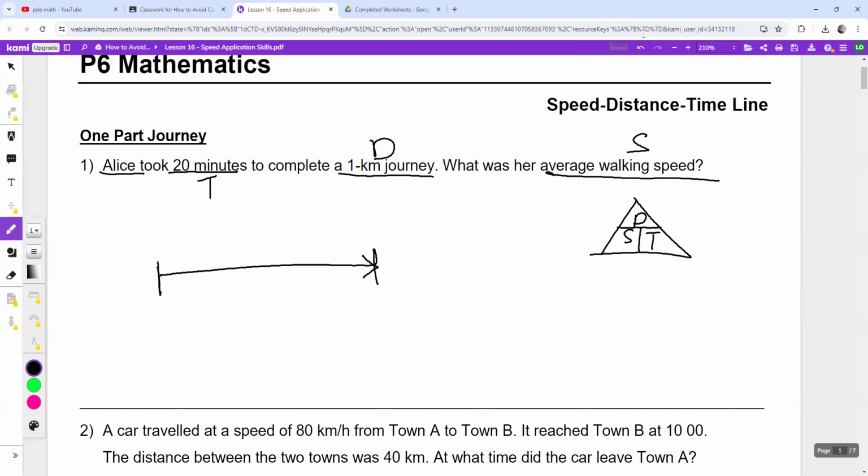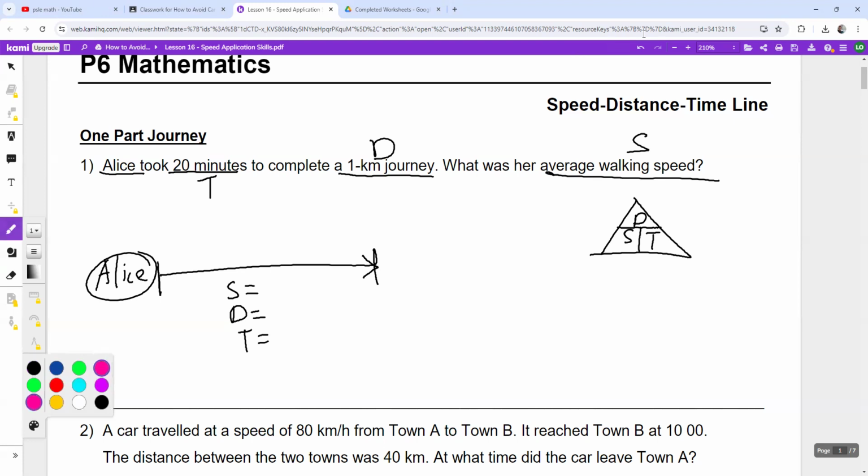And there's a labeling. Alice is the person who is moving, and that is your one-part journey. In a one-part journey, there is one family. Why call it a family? Because in this family, you have different members: the speed, the distance, and the time. So this model is called a one-part journey model, or something like that. There's no particular name for this model. It's just a one-part journey.